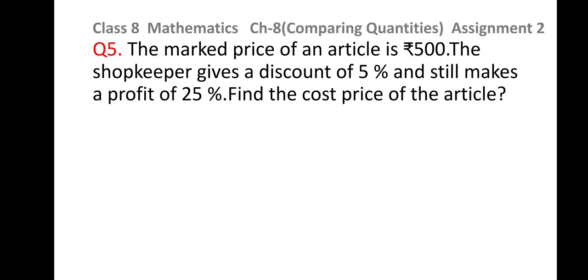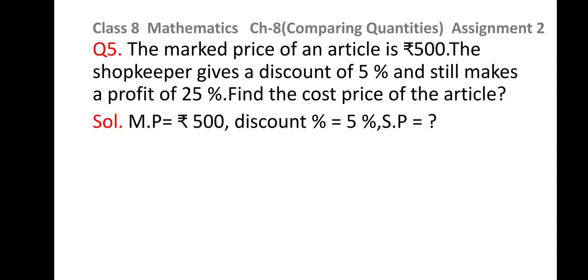Now, first of all, you need to see if marked price is given to us and discount percentage is given to us, can we find SP or selling price using these two? Yes, definitely we can find out. Let us see how we will do this question. Marked price is rupees 500. Discount percent is 5%. We know the relation between these three and we have learned one formula relating all these three. So the formula is SP is equal to (1 minus D over 100) into marked price.